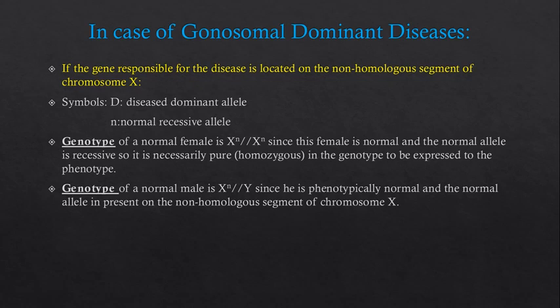Again, this is because he appears to be normal, the normal allele is recessive, and this allele is present on the non-homologous segment of chromosome X. He only has one chromosome X, so this chromosome X will carry the allele that appears in the phenotype.